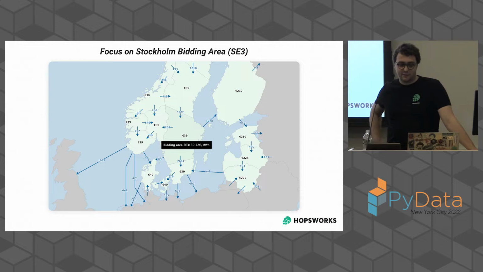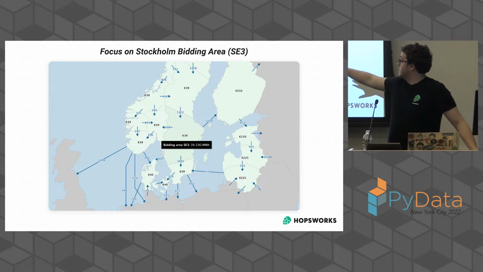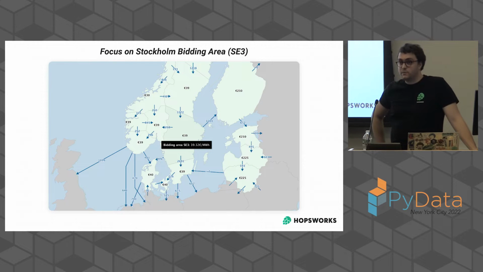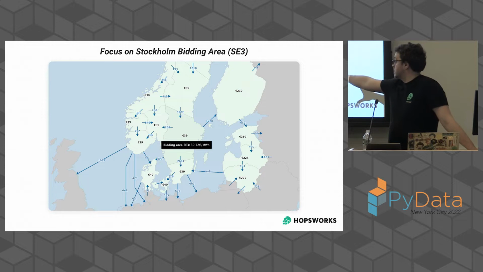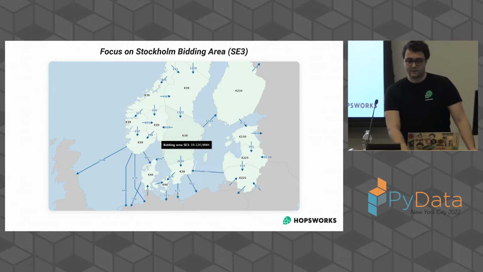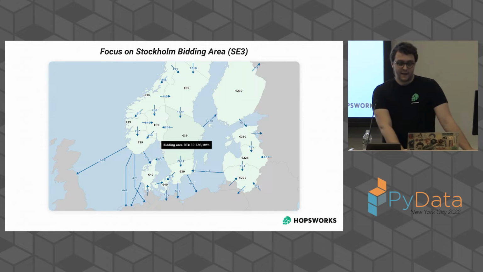I don't have access to real quality data, so there's a bunch of open datasets you can use. I'm going to be focusing only on the Swedish area. Sweden is divided into what they call four different bidding areas. So they are independent markets, and then electricity flows between the different markets. And obviously it's interconnected with the rest of Europe. In this specific talk, we're just focusing on bidding area number 3, which is the Stockholm region, only because I live there, so that's what I'm interested in.